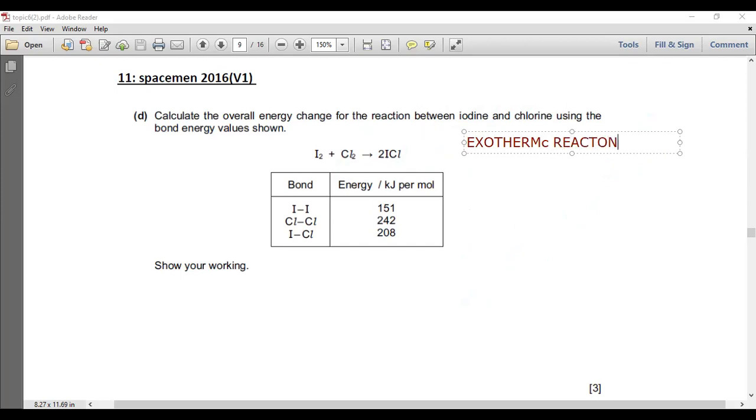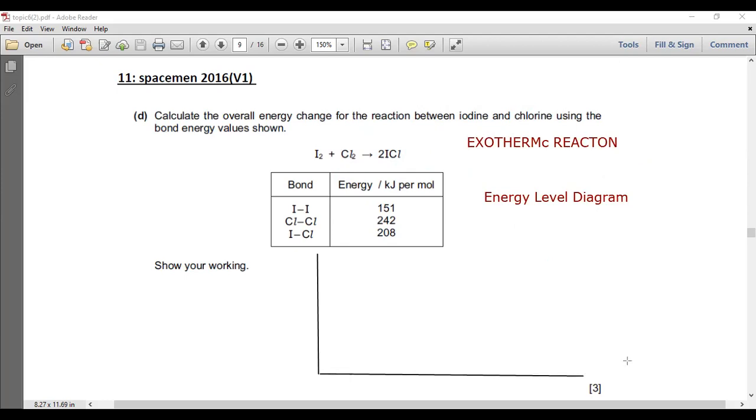Now, what I should do, I need to draw the energy level diagram. How can you draw an energy level diagram? Make a vertical line, a horizontal line, a small line here, and a small line here.